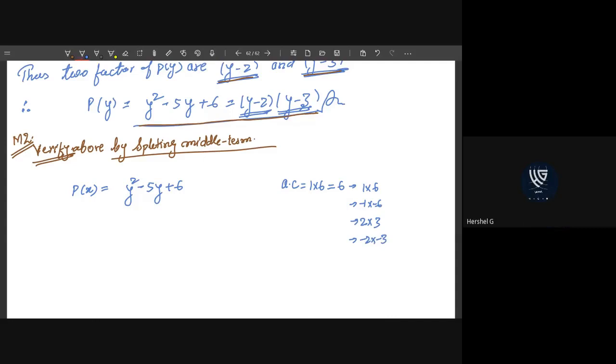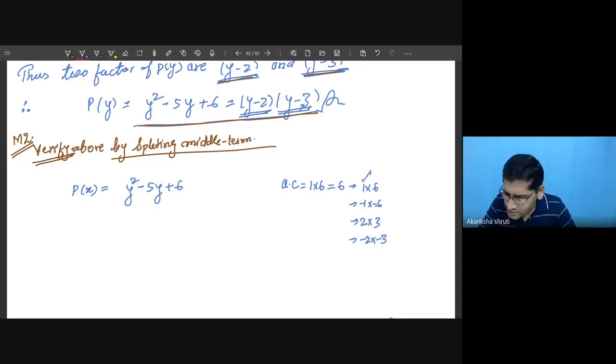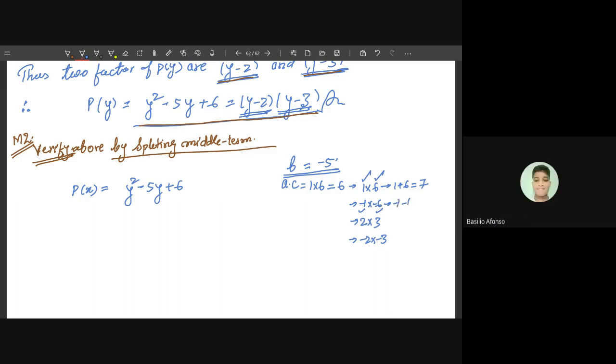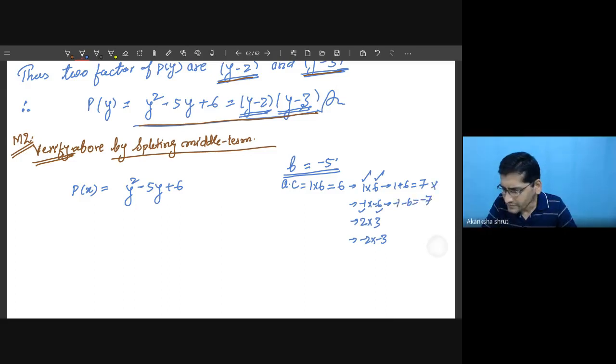Okay, order doesn't matter. If you are adding the factors of whatever pair you are taking, 1 plus 6 gives 7. But what is our middle term b? The middle term b is minus 5. So this minus 5 indicates we shall try with the negative, not the positive. Trying this, we are not getting it. Now if you add minus 1 and minus 6, it is minus 7. Good, but this is also not suitable for us.